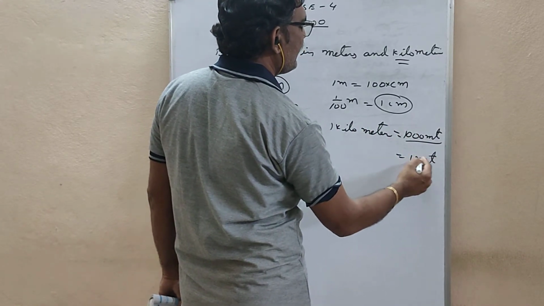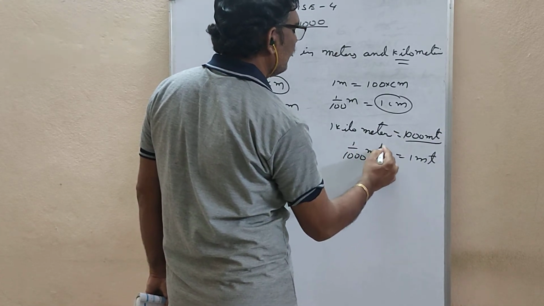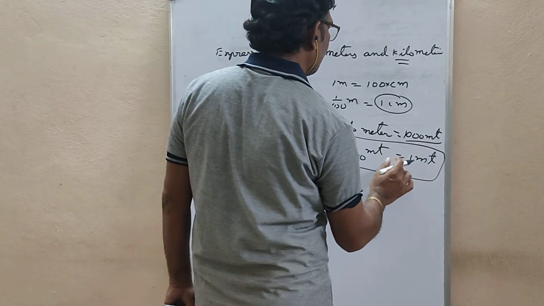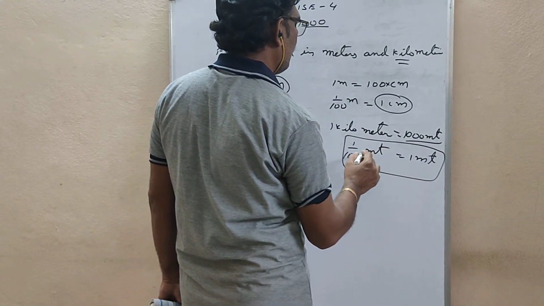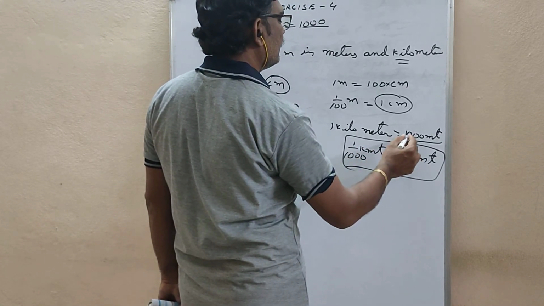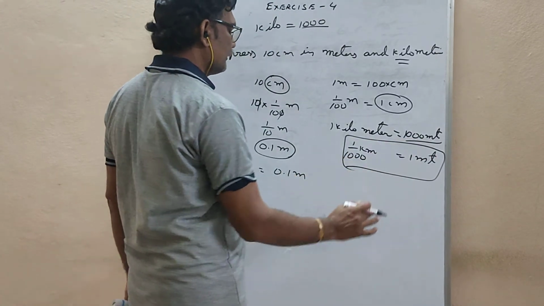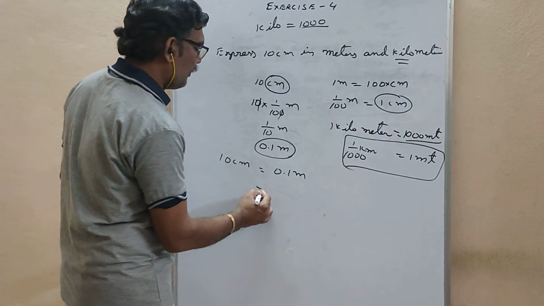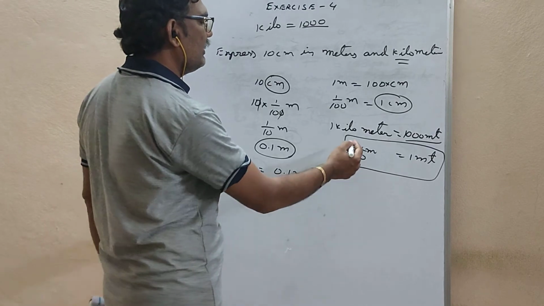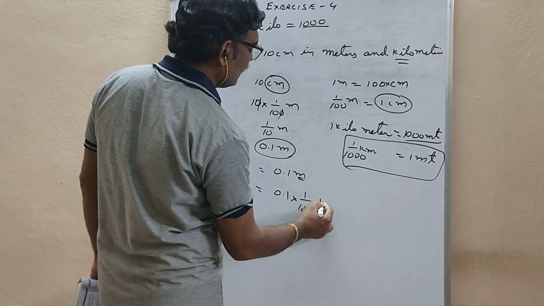1 kilometer is equal to 1000 meters. I want 1 meter is equal to, this 1000 you have to keep it here. 1 by 1000 kilometers. So it is very important. Okay. So here 1 meter is equal to 1 by 1000 kilometers. Now 0.1 I kept the same like that only. Meter means what here? 1 by 1000 kilometers.